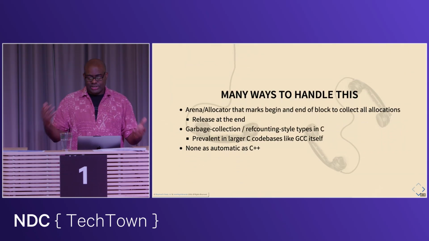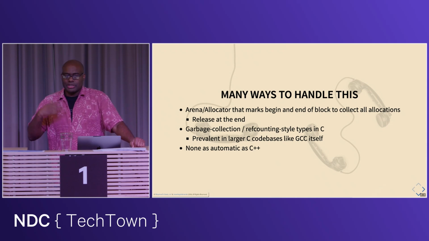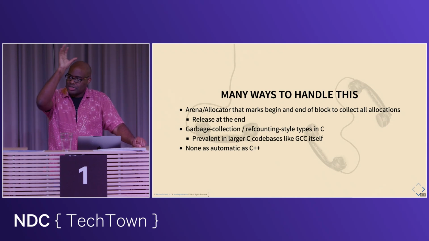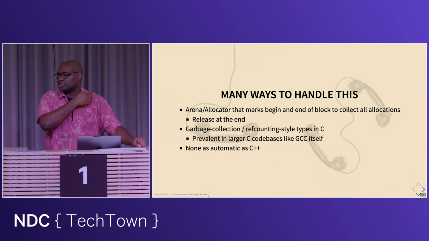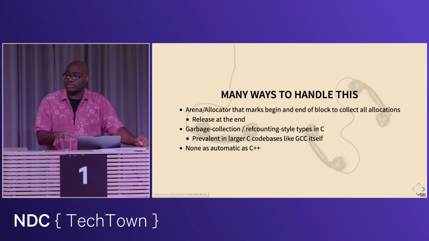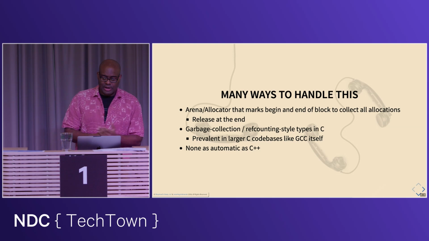Now, there are many ways to handle this, right? You could use an arena or specialized allocator where you mark the beginning of a block and an end of a block, and so everything that's allocated between the two markings just gets obliterated when you go to the end of the block, right? There's all sorts of techniques that people use very frequently in C, specifically around arena allocators, to solve this problem, right? Garbage collection and ref counting style types are also available in C. They do this a lot, actually.